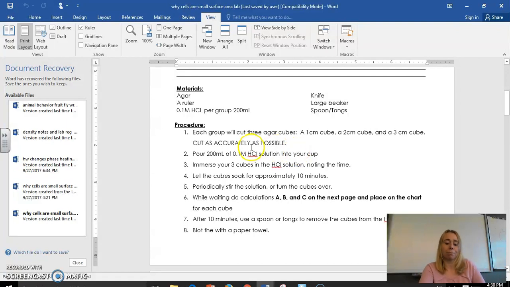Okay, then you are going to put all the 3 cubes that you have, using a spoon, into the beaker, and they're going to stay in the beaker for 10 minutes. During that time, you should watch them, and you should also periodically stir. Now, while you're waiting the 10 minutes, you're not going to be doing nothing. During the 10 minutes, you're going to be doing calculations for each cube.